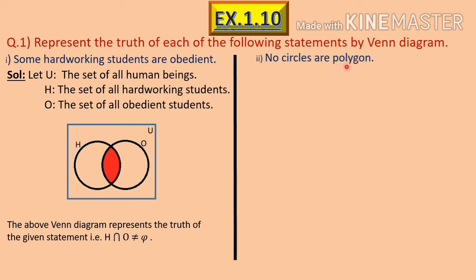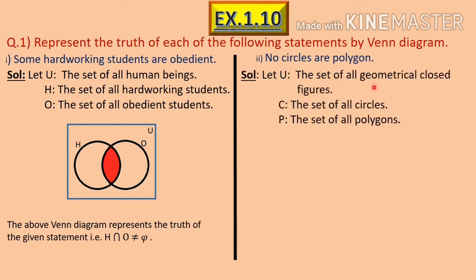Now over here we have the set of circles and we have the set of polygons. Fine. So circles and polygons both are geometrical figures. So we will represent the universal set as the set of all geometrical closed figures. Let C be the set of all circles and let P be the set of all polygons.